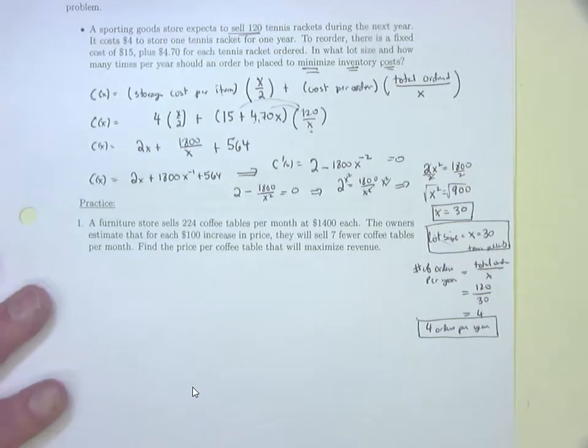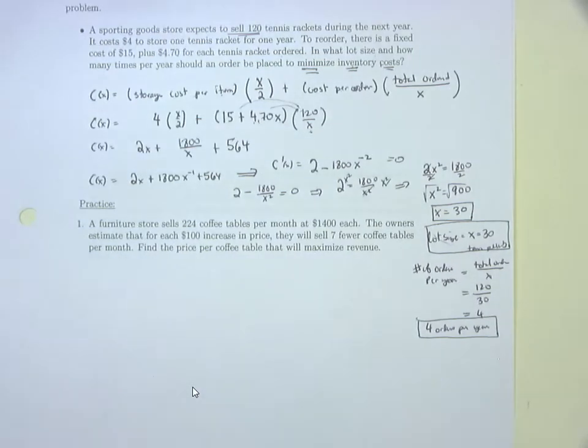Does that make sense? Do you understand the concept here? What I'm trying to do is to minimize my inventory cost on this thing. I need 120 tennis rackets, but because of the cost of the storage and things like that, I'm going to order 30 tennis rackets at a time, and I'm going to order it 4 times a year. That's going to give me my 120 tennis rackets I need. That's going to minimize my inventory cost. Does that make sense? Look at the next one.